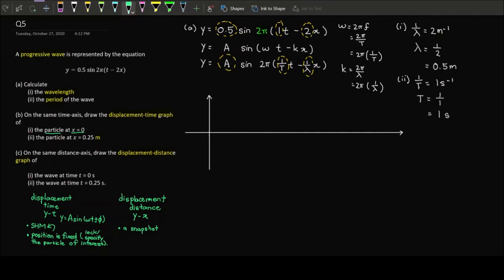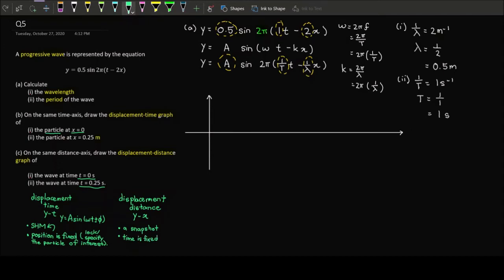That's why if you look at the question here, they fix the time. They give you the specific time because you are drawing the shape of the wave at a specific time. As time passes, the shape will change, right? Because the wave is traveling. But now you are drawing the shape of the wave for a specific moment. So for this one, the time is fixed.